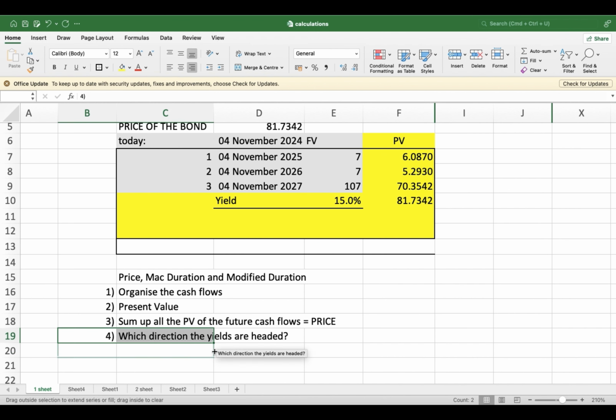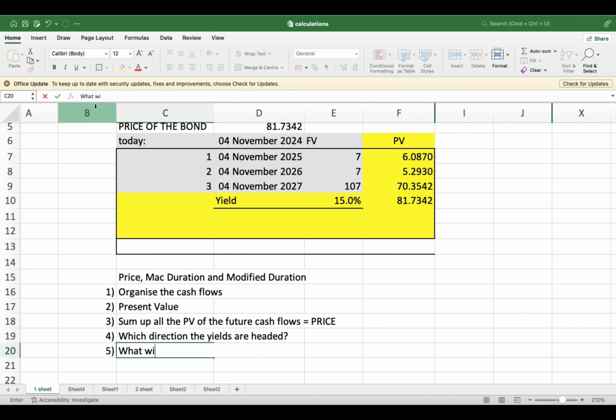And the fifth thing to know is what will be the total return. Total return will be a summation of the coupon plus the price change.